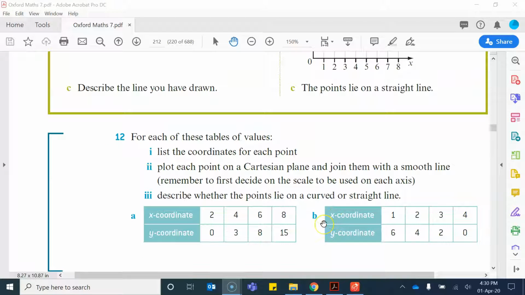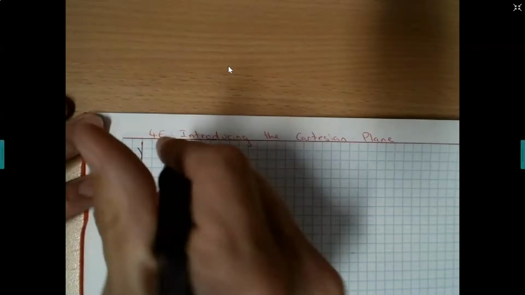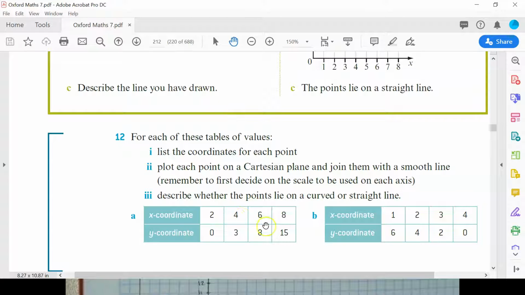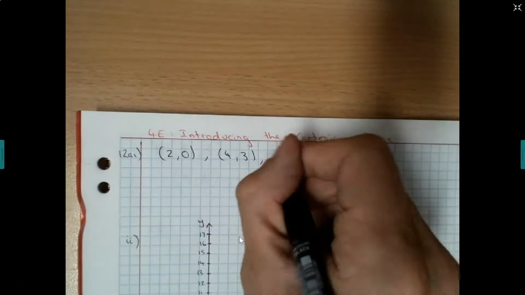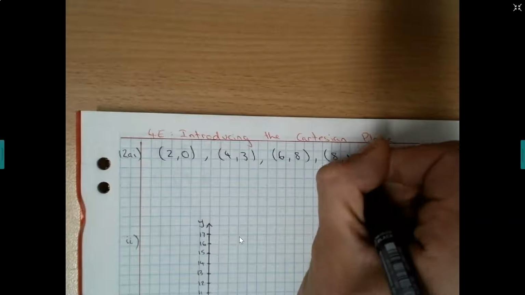So we'll have a go at question 12a. First we have to write this table as a set of coordinates. The first coordinate we have will be 2, 0, because the x coordinate always comes first. So we'll have 2, 0. Then our next one is 4, 3. Our next one is 6, 8. And lastly, we have 8, 15.